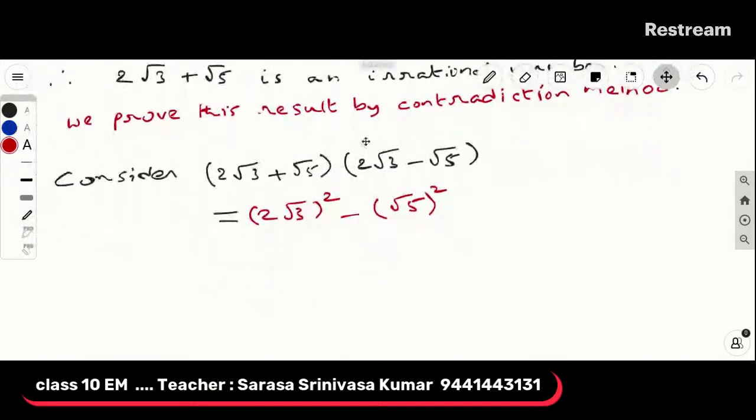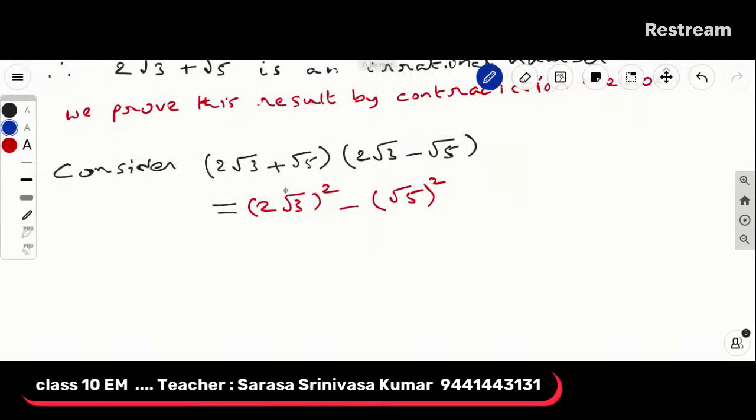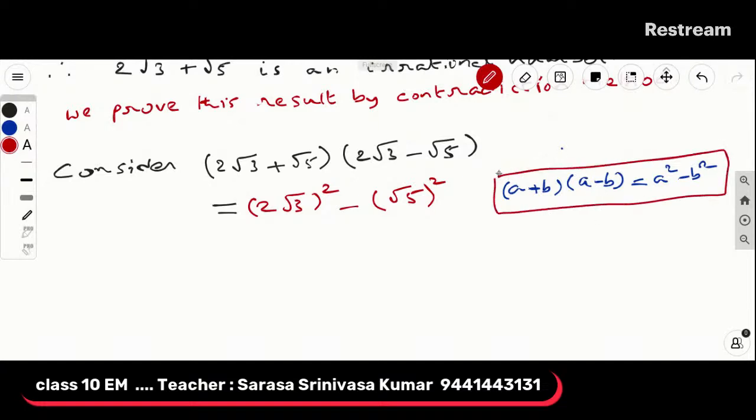This is using the formula. We use the formula a plus b multiplied by a minus b equal to a square minus b square. So using this formula, we can write this step. This is in the form of a plus b multiplied by a minus b. Hence, we can write it in the form of a square minus b square. Now, what is the value of 2 square root 3 whole square?